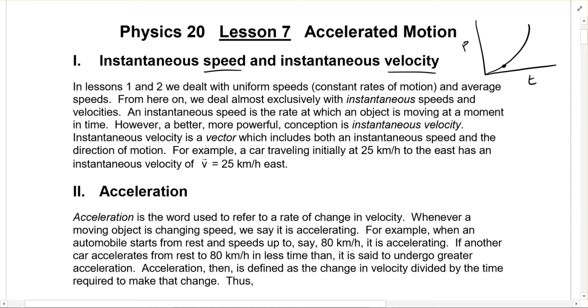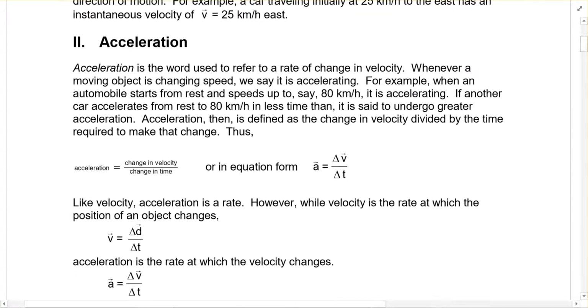So if we're talking about velocity, it needs to be at any particular point on that graph, making those tangent line slopes. Because we can't really talk about average velocity anymore because we're accelerating, right? We have accelerated motion. So, acceleration.